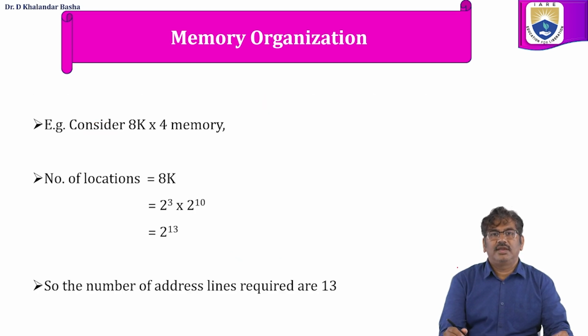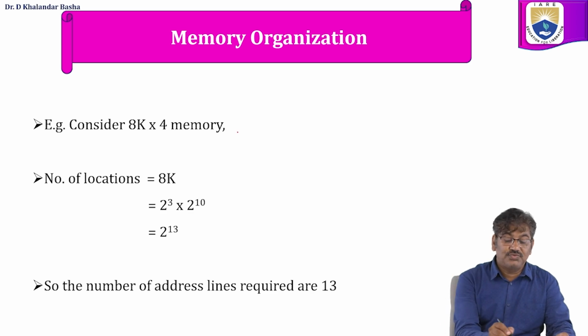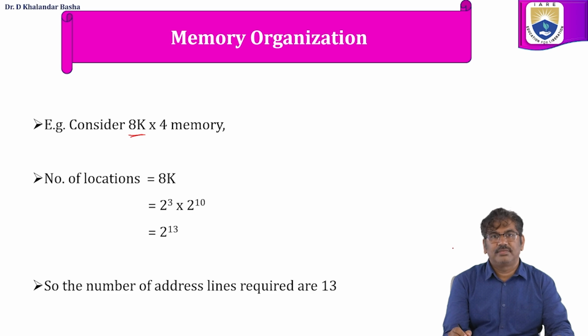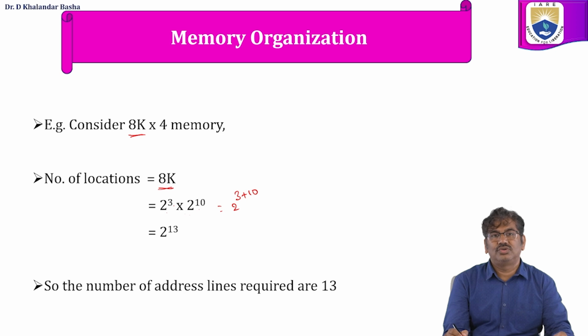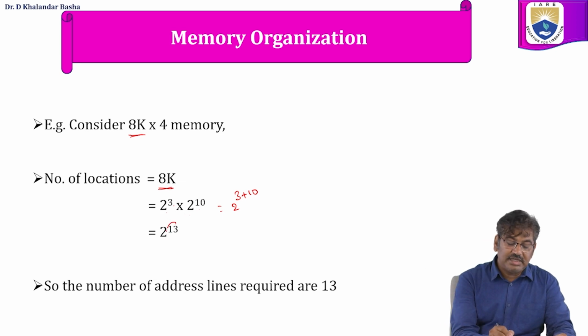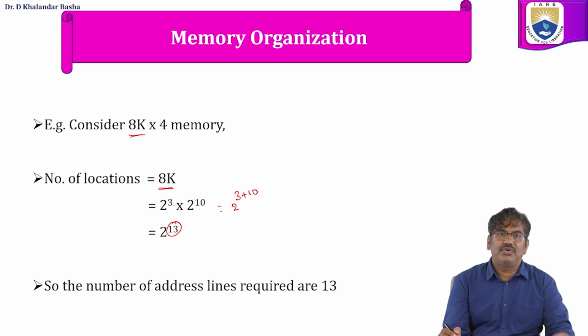So let us consider a memory of size 8K cross 4. Here the number of memory locations is 8K. This 8K we can write as 2 to the power of 3 into 1K, which is 2 to the power of 10, so 2 to the power of 3 plus 10, which is 2 to the power of 13. This indicates 13 address lines are required for accessing any one of the memory locations.